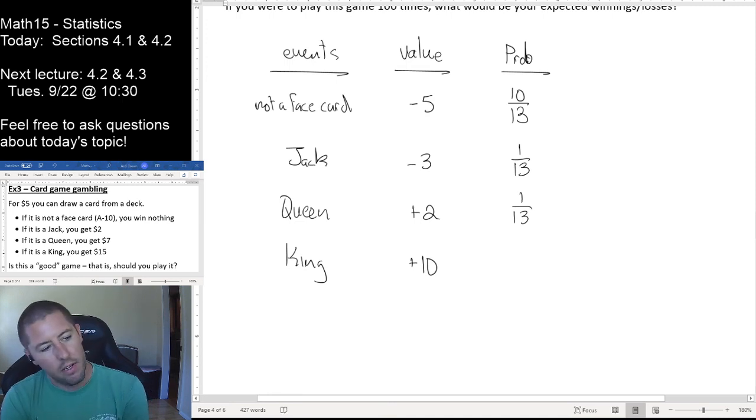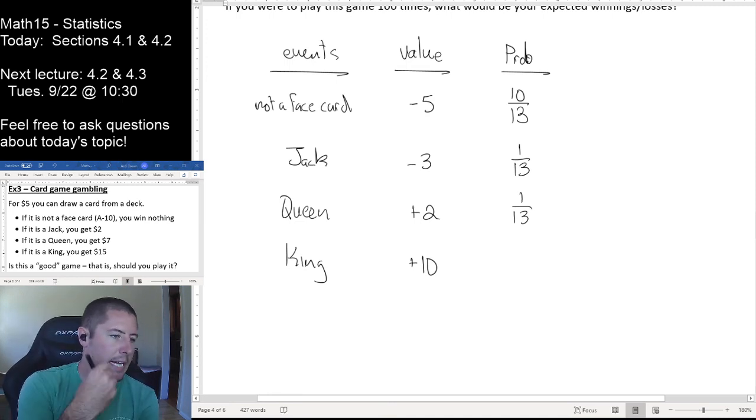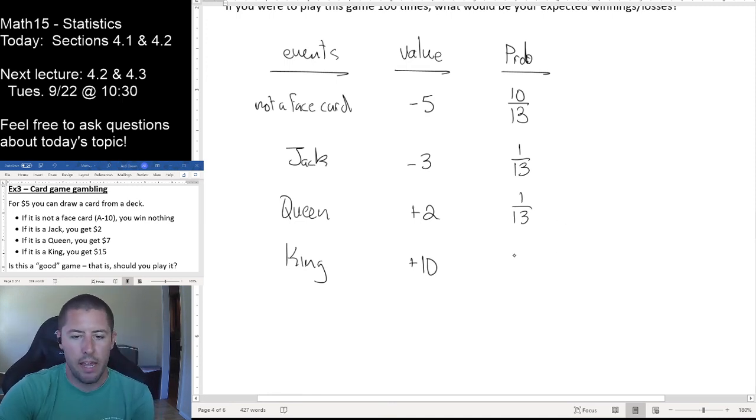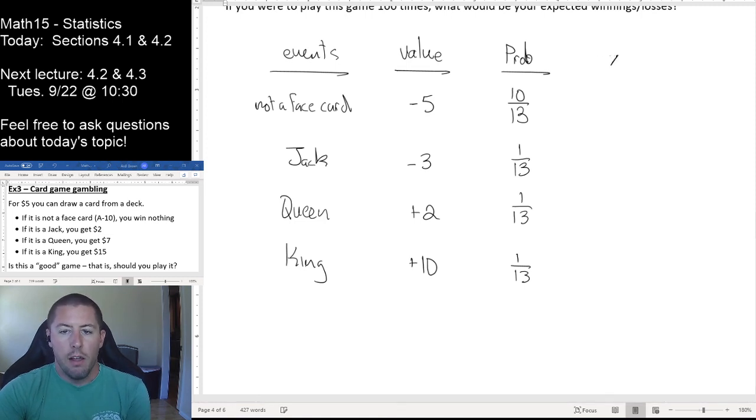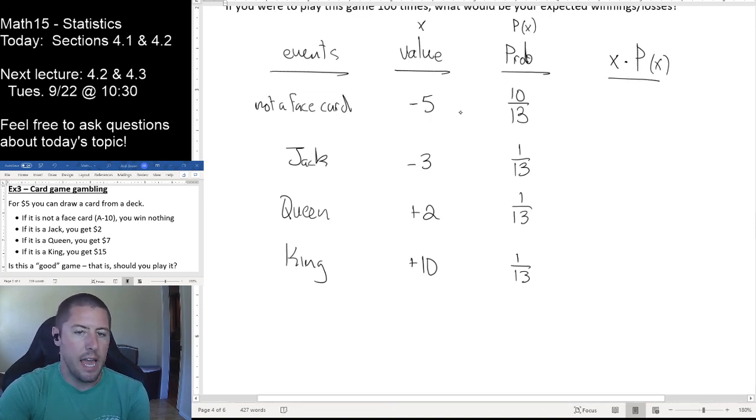We pay $5. We win 15 for a net gain of 10 total dollars if we pull that king. And again, there's a 1 in 13 chance that we're going to see a king. So now I'm going to make a new column, and I'm going to call this the x times p of x column. This is sort of my x values. This is my p of x values right here. And what I need for expected value is I need to multiply these together.